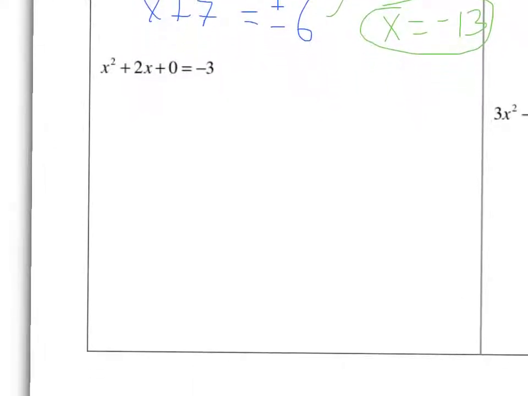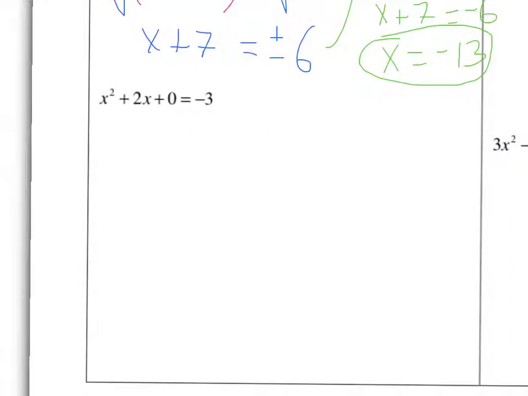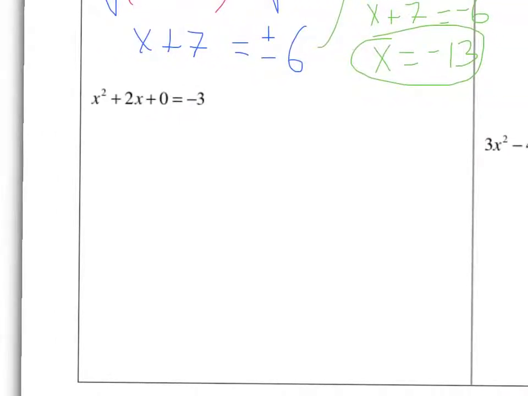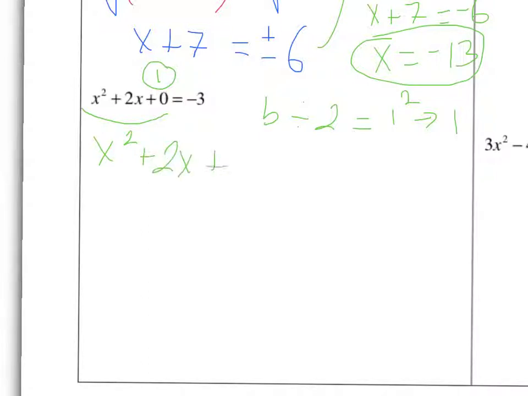The bottom one. If I've got x squared plus 2x plus 0 equals negative 3, again, my goal is to make this thing into a perfect square. If I take my b and divide it by 2, I get 1, and then I square it, and I wish there were a 1 there. But there's a 0. How can I make that a 1? I can add 1. X squared plus 2x plus 1 equals, if I add a 1 to the left, I've got to add a 1 to the right. Negative 3 plus 1 is negative 2.